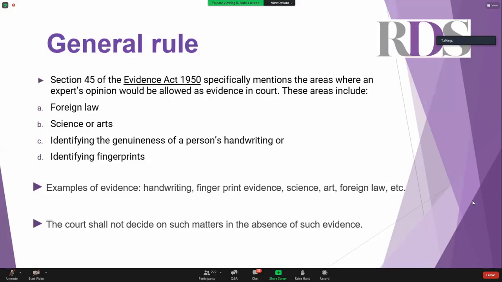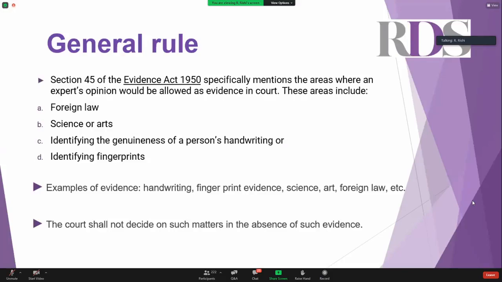expert evidence. Of course, in the Evidence Act, Section 45 is your section which deals with expert evidence, and it deals with a wide range of areas, but broken down into broad aspects in Section 45: foreign law, science or arts, identifying the genuineness of a person's handwriting, identifying fingerprints. And on this, science is a very, very broad area. It's not been defined by the Act, right?